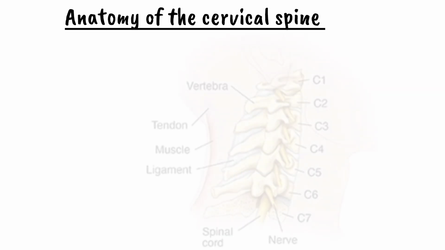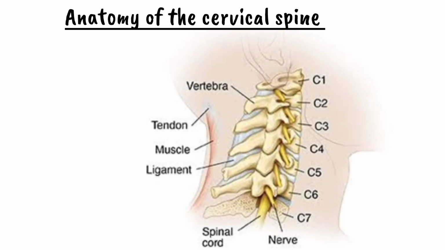Anatomy of the cervical spine. The cervical spine is a crucial part of the human skeletal system, providing structural support, mobility, and protection for the spinal cord and associated nerves.